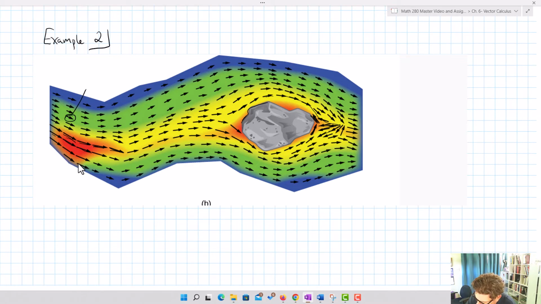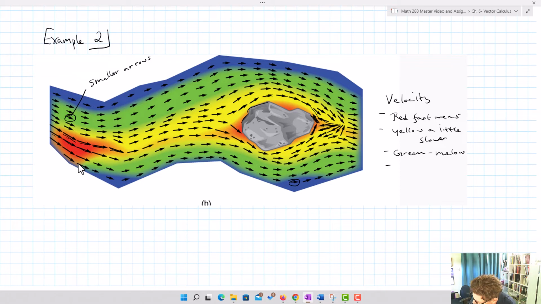Because notice, we've got smaller arrows. Smaller arrows indicate slower, less magnitude of the velocity. In this case, we're looking at velocity, the velocity of the river. And you can see the blue is even slower. So if you were to relate what's going on here, red is the fast areas, yellow a little slower, like medium speed, green is real mellow, and then blue, that's on the banks, blue is slow.